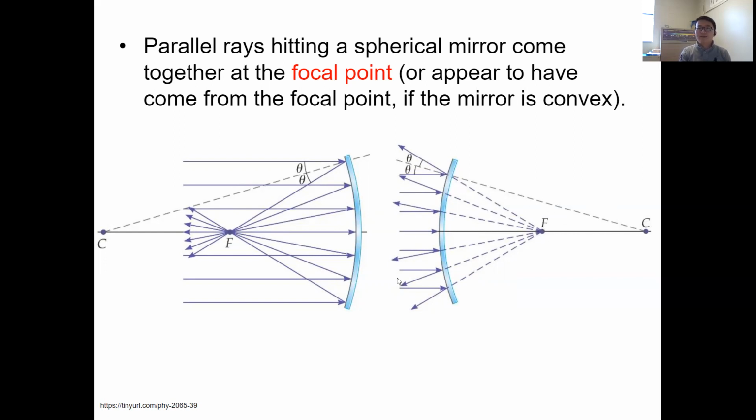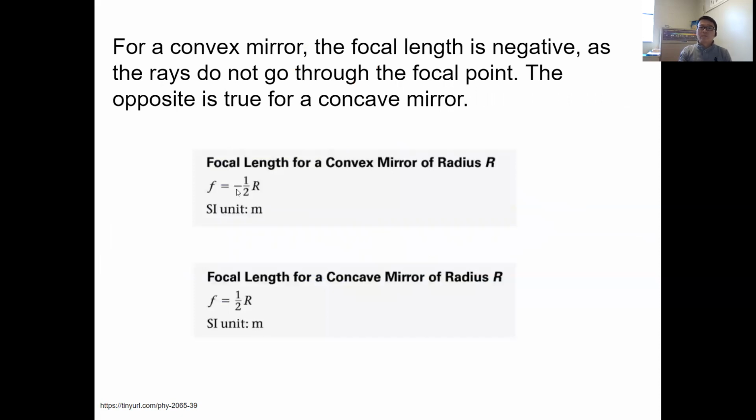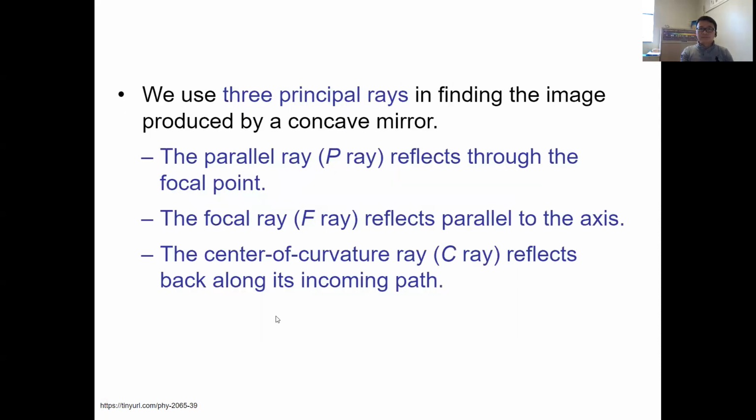Okay, but minus. The sign of plus or minus is just a convention. If you have a convex mirror, because the reflected beams do not actually meet at the focal point, we call the focal length minus. For the concave mirror, the reflected rays actually do intercept at the focal point, so we call the focal length positive. So it's just a convention for the sign.